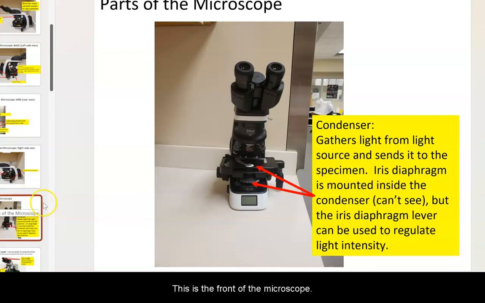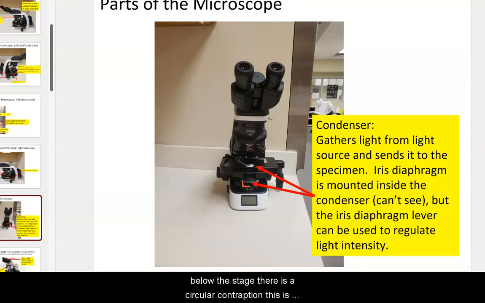Okay, this is the front of the microscope. And we can see another view of the stage. And notice that below the stage, there is a circular contraption. This is called the condenser. The condenser is going to gather the light that is coming from the light bulb below, and it's going to shoot the light to the specimen sitting above on top of the stage.